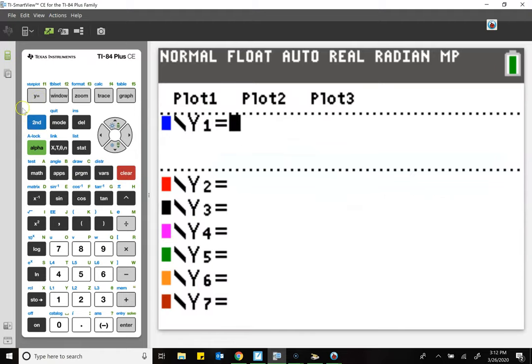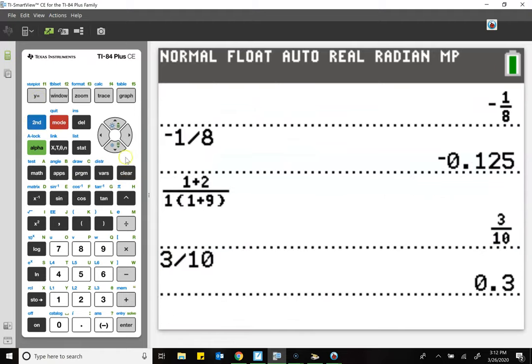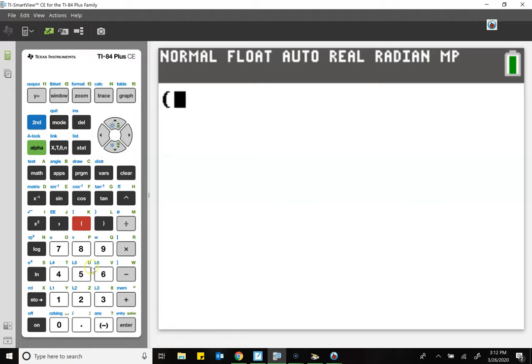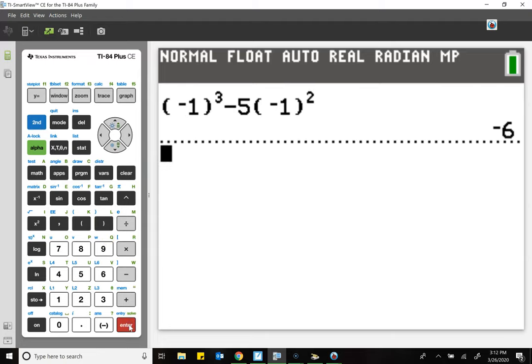I can clear this out now. So we got negative 1 cubed minus 5 times negative 1 squared. So that's the answer. So we found out that the negative 1 side is a negative answer.